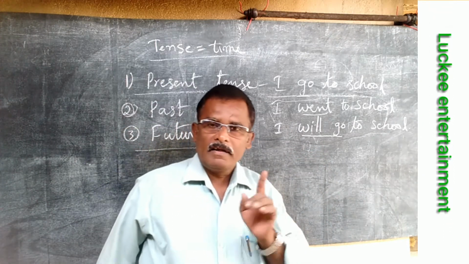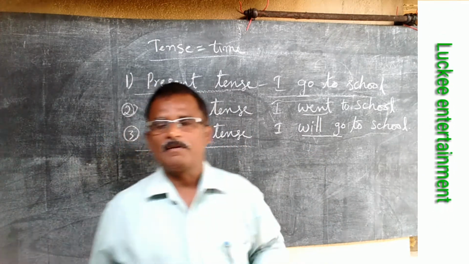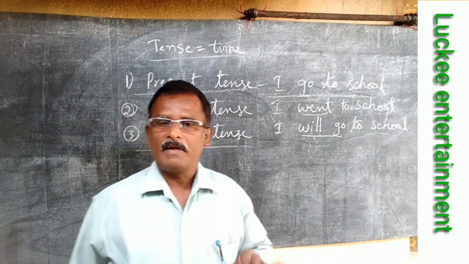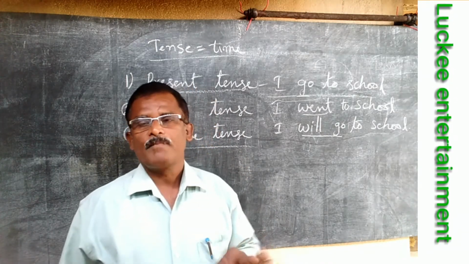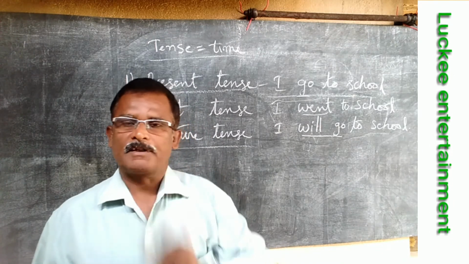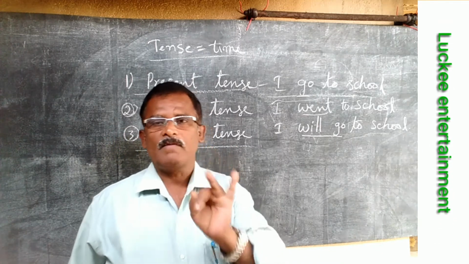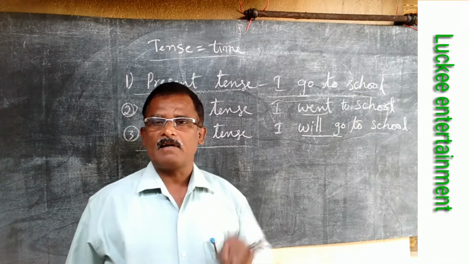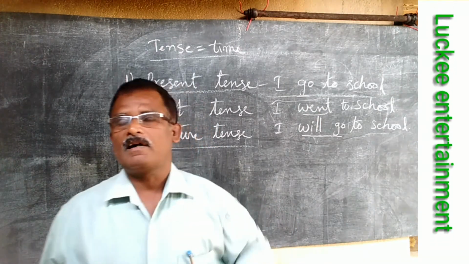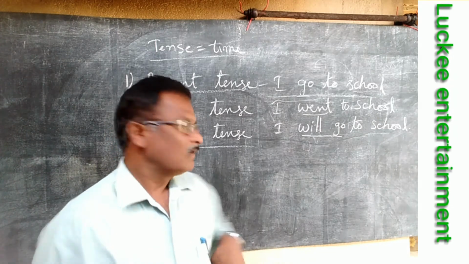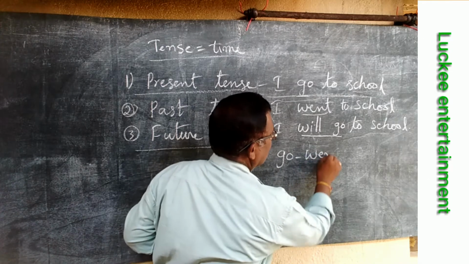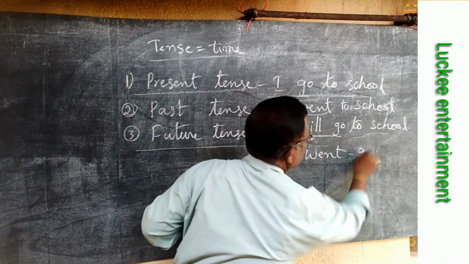Maamuluga each verb has three forms. Prati verb ku moodu roopalu untayi mukhyanga. Basically all verbs have three forms. First form, second form and third form. First form is called present tense, second form is called past tense and third form is called past participle. See, go, went and gone.